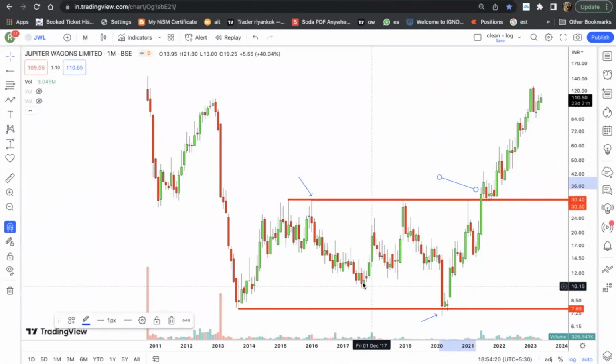Firstly, tell me the name of this breakout which happened at 30-35 rupees. It is not longest downtrend reversal, guys. By the way, it is a classic textbook reversal pattern.